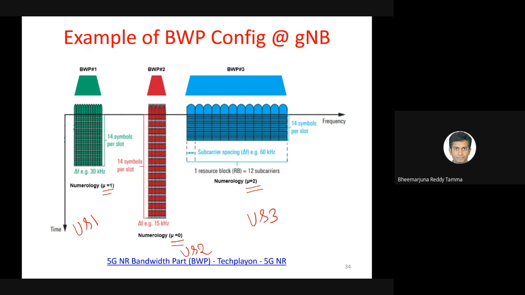Are you following what I'm trying to say? In the frequency domain, I'm showing you only 12 subcarriers here. Here there are 12 subcarriers. Here also, if you really count, there are 12 subcarriers. Here also there are 12 subcarriers, because as you go from numerology 0 to 1, the subcarrier spacing is doubling. It is more clearly visible when you look at numerology 2. But otherwise, the number of subcarriers in the frequency domain is 12 only. Because of that, I have one resource block here, and only one resource block here.